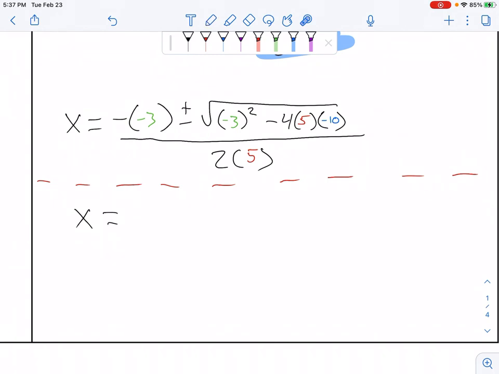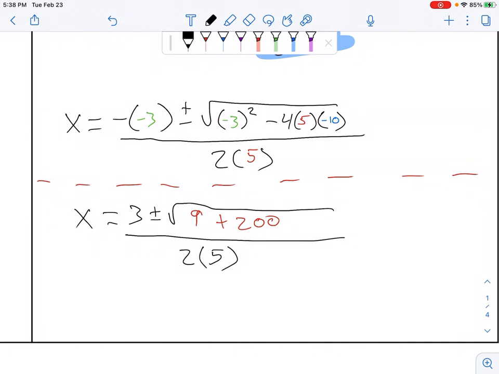X equals the opposite of negative 3 is positive 3. So a positive 3 plus or minus the square root of negative 3 squared. Negative 3 times negative 3 is positive 9. So I'm getting a 9 in here. And then I'm doing negative 4 times 5, which is negative 20, times negative 10, which is positive 200. And all of that is over 2 times 5. Oh, I'm sorry. I'll work that out. It's 10. 2 times 5 is 10.